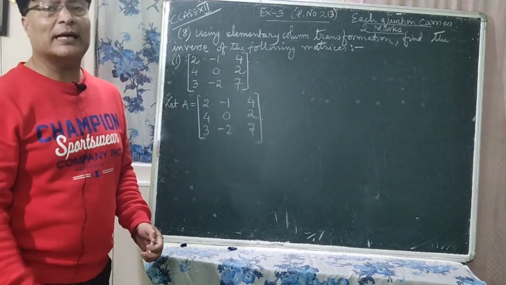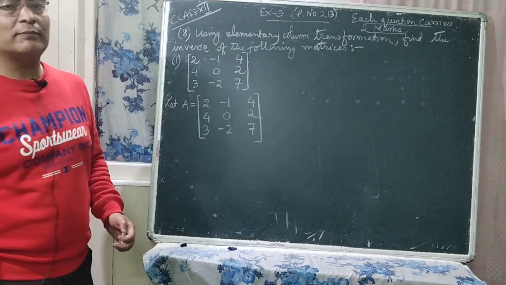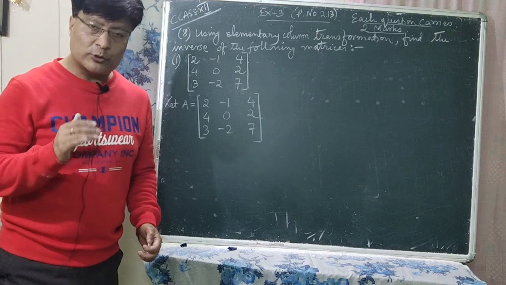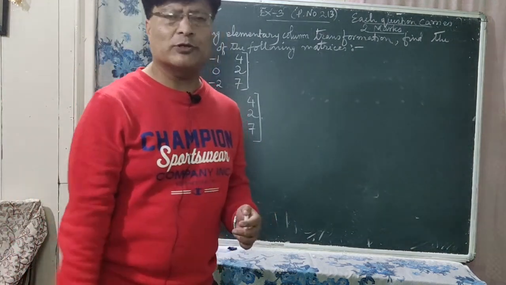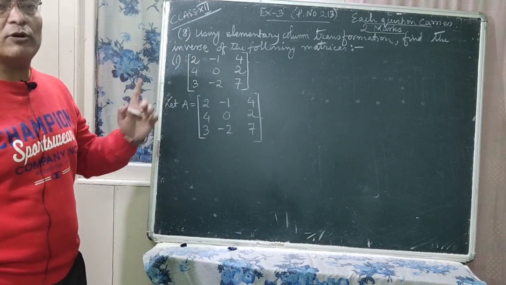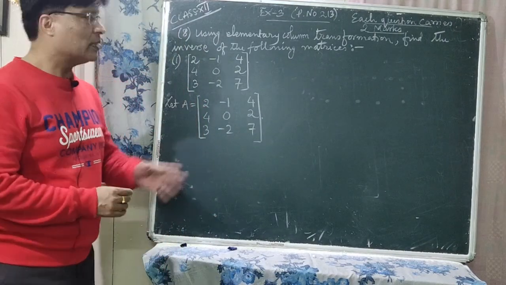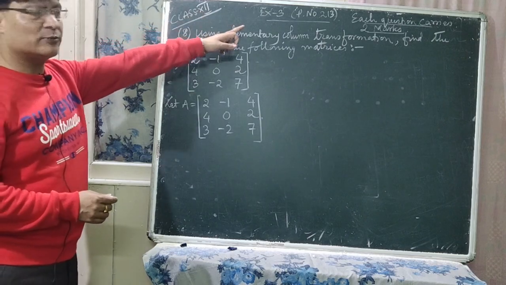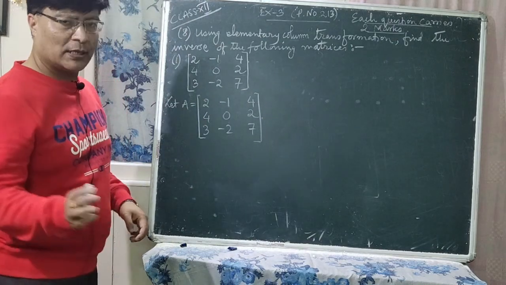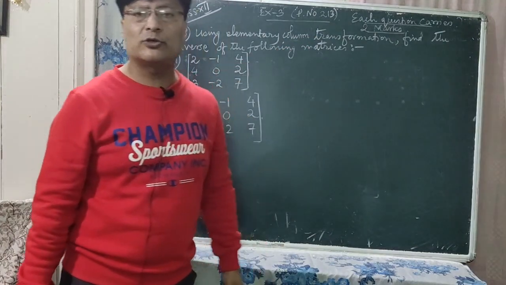In the last online class, we did how to find the inverse of the given matrix using elementary row transformation. So today, we are doing the same type of question, but in this case, you have to use elementary column transformation to find the inverse of the given matrix. This question is from exercise 3, page number 213 of your book, Higher Mathematics for class 12 by Sailendra, and here each question carries 2 marks.